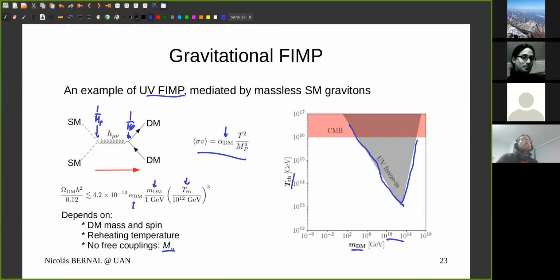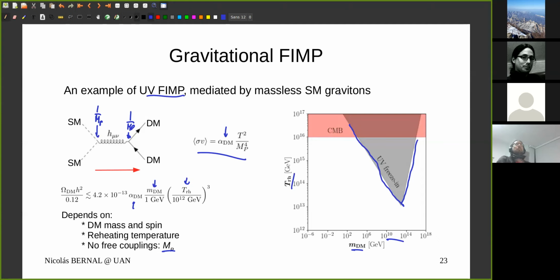And it's not surprising, at least, because this process is very inefficient. So the only way to boost this process is having heavy dark matter and high reheating temperatures, right? So this is a first point. You can produce the whole dark matter abundance just with gravity. So no need to have a Higgs portal or kinetic mixing or neutrino portal. Just gravity could do the job, okay, under such conditions.